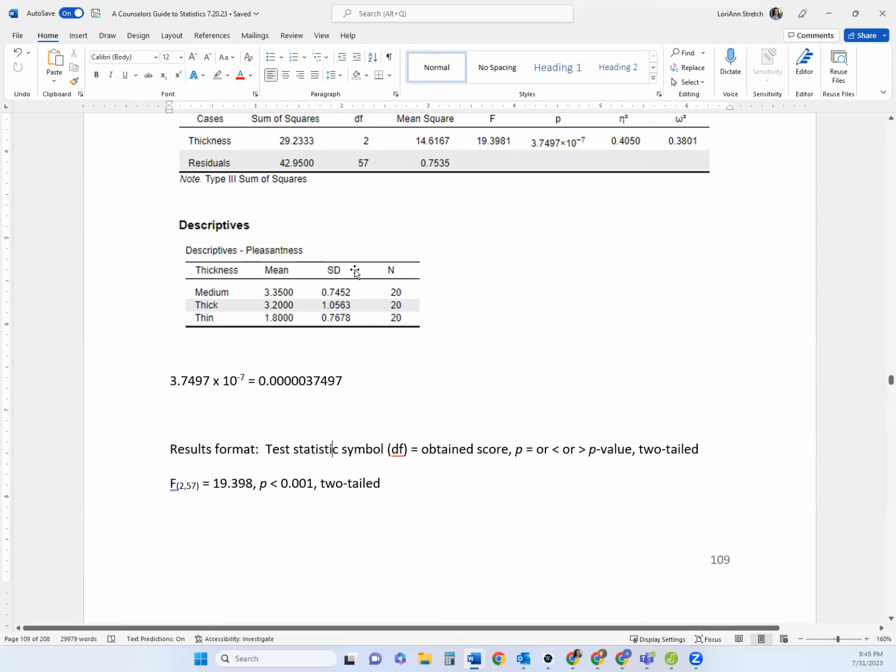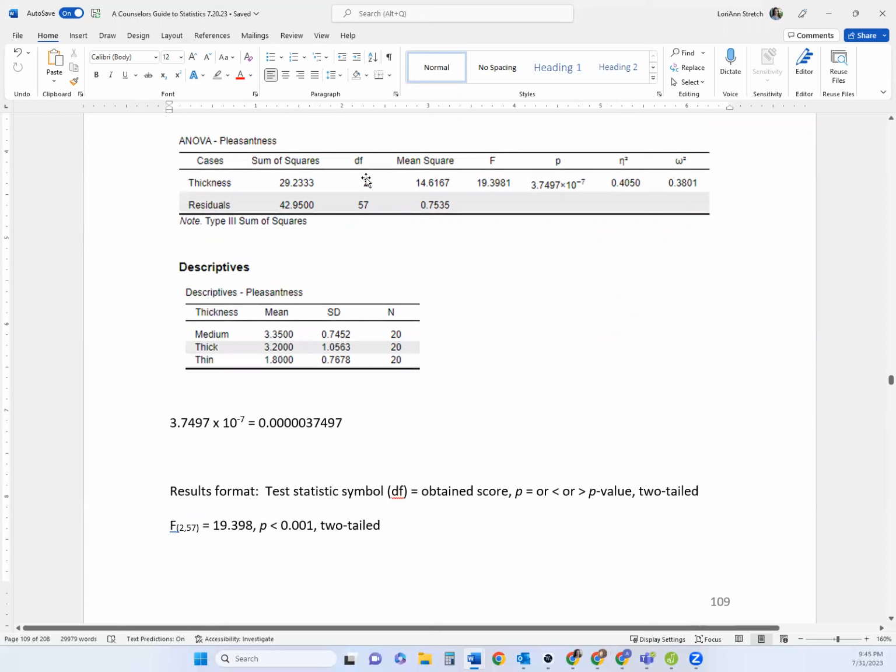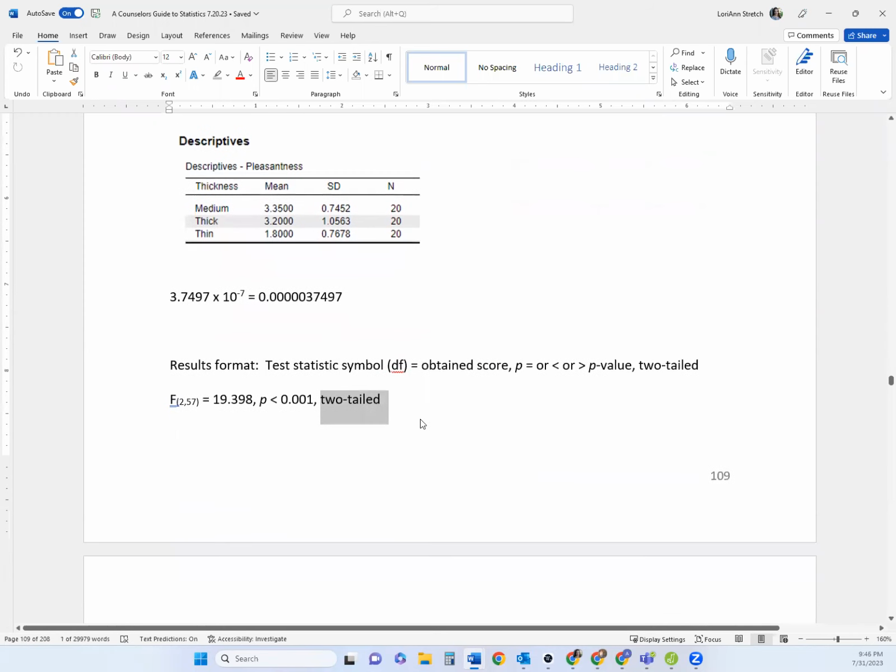So here's how I would report this. F, and then my degrees of freedom is the numerator is 2 and the denominator is 57. So F(2, 57), this is subscripted, equals 19.3981. And then because this is a tiny p-value, it's just large to write. I would say p less than 0.001 because this number is less than that number. And because I said there was no difference, it would be a two-tailed test.